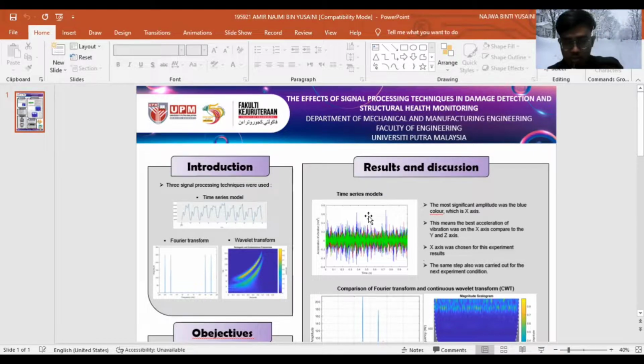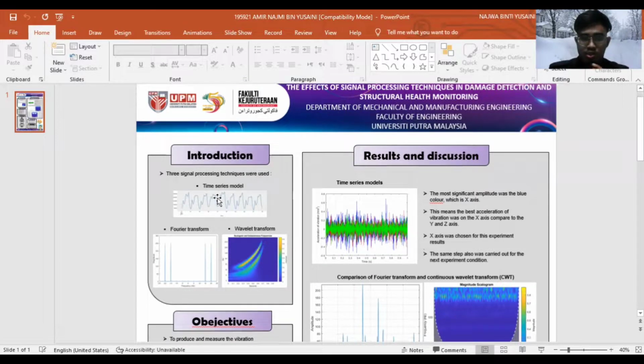So we proceed to the introduction. As I mentioned earlier in the abstract, I use these three signal processing techniques: the time series model, Fourier transform, and wavelet transform. The time series model we can see in our daily life, for example in the stock chart and the foreign exchange market. Usually they use a time series model, as the price moves with time.